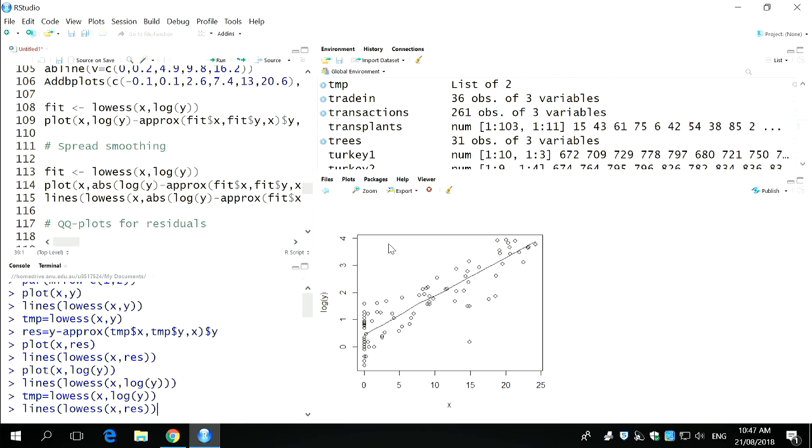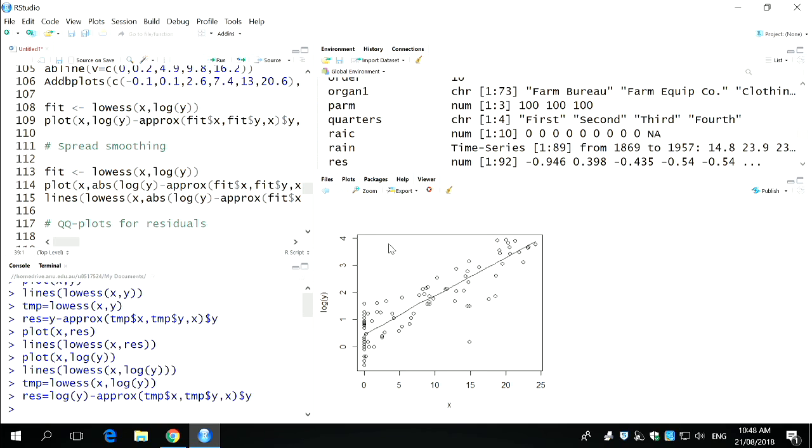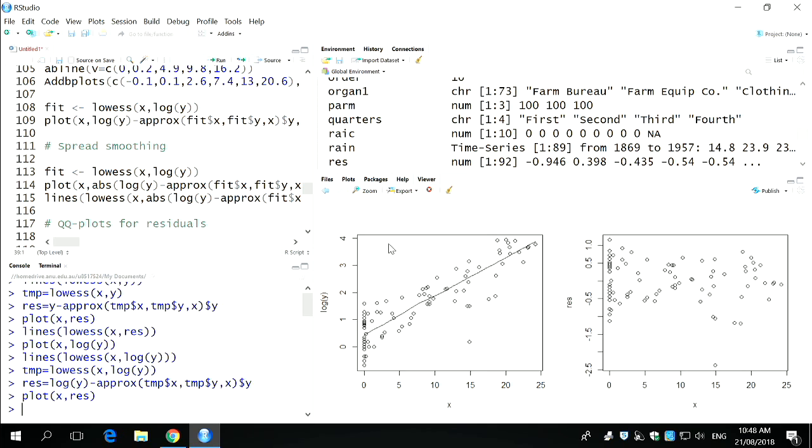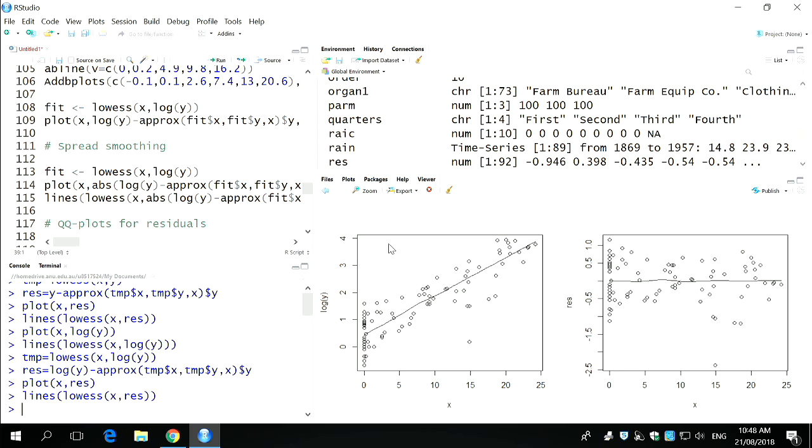Okay, and then my residuals would be log y, because that's my original y ordinate, minus approx, it'll be temp$x, temp$y, comma x. So I'm interpolating the lowess fit at x, and I want the y ordinate, the vertical ordinate, and then I can plot x versus res, and there's my residual plot for the logged data. And there's the lowess curve that goes through that. Okay? So again, nice and easy.